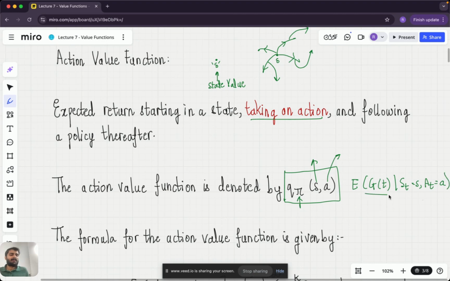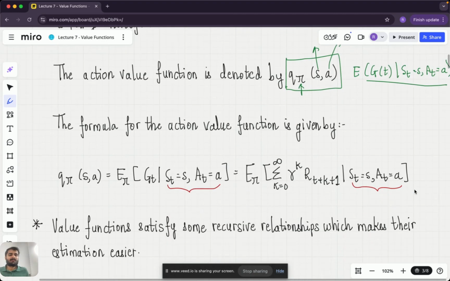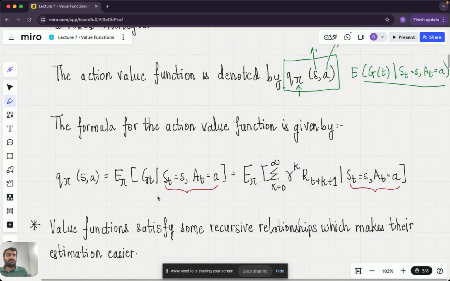This is the information that we are given, so that's the only difference which we make in the formula. Other than that, this formula is exactly similar to the formula that we have for the state value function. So this is the formula which we have for the expected value, for the action value function, where E denotes the expected value.